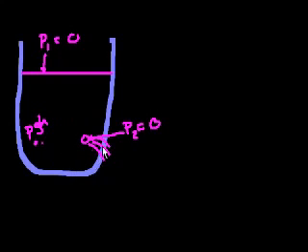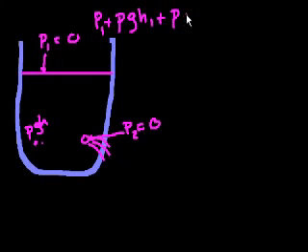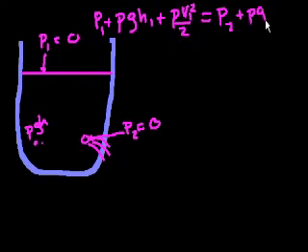But that's actually taken care of in the potential energy part of the equation. So let me rewrite Bernoulli's equation. The input pressure plus rho GH1 plus rho V1 squared over 2 is equal to the output pressure plus rho GH2 plus rho V2 squared over 2.